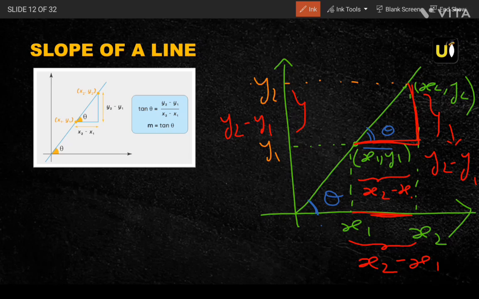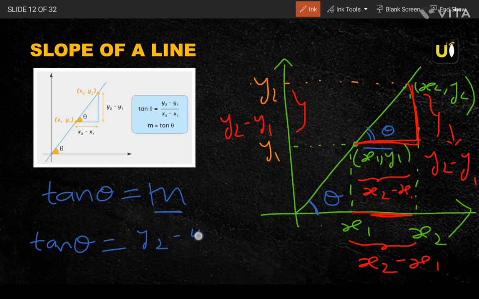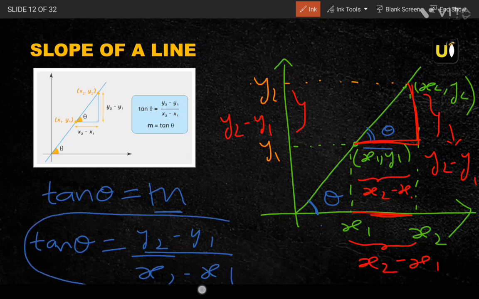Now for a given line which makes angle theta with the x-axis, slope of the line is given as tan theta. Slope of the line is equal to tan theta. Here m is slope of the line. From the diagram, what is tan theta? Tan theta means opposite by adjacent. Opposite side is y2 minus y1. Adjacent side length is x2 minus x1. So this is the tan theta. That means slope for a given line that is making angle theta with x-axis, when the two coordinates of that particular line are given.